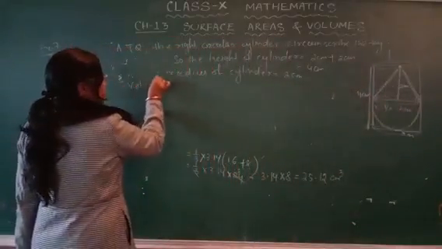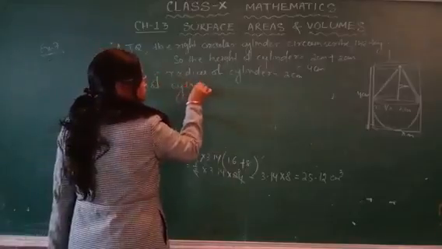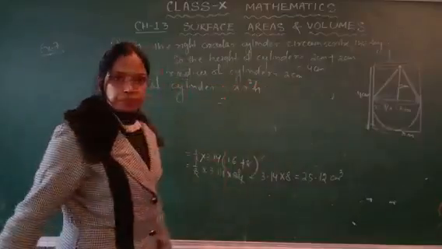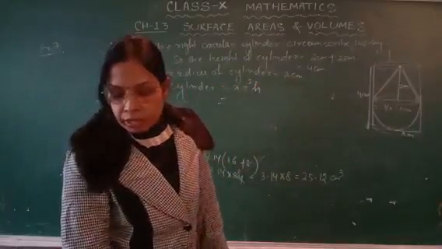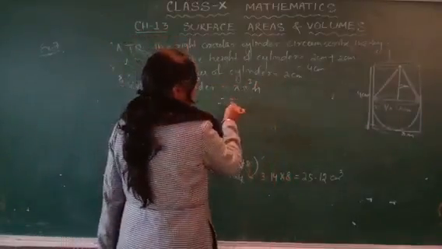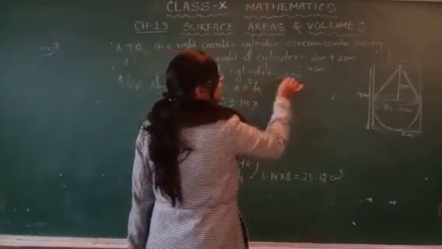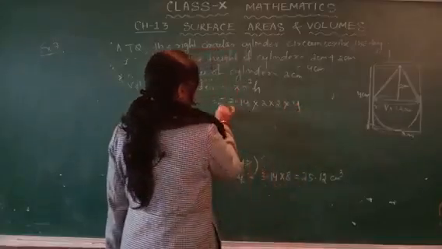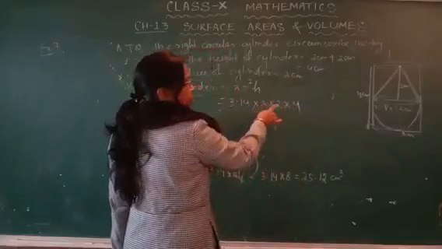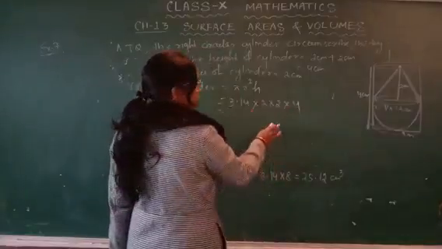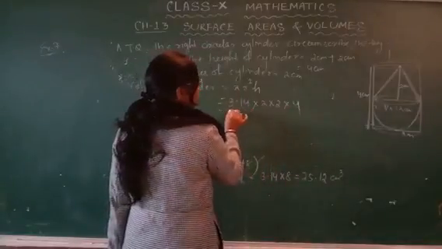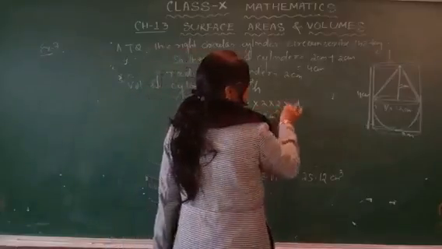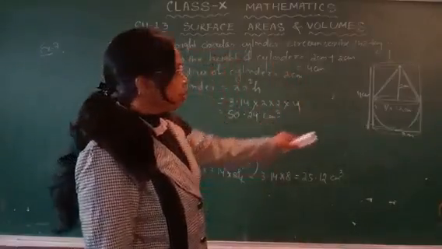So the volume of a cylinder is equal to pi r square h. So how much is that? Now here it is pi r square h. Pi is 3.14, r is 2 into 2, h is 4. So that is 2 into 2, 4, 4 fours are 16, 16 into 3.14, that is equal to 50.24 centimeter cube. This is the volume of the cylinder.